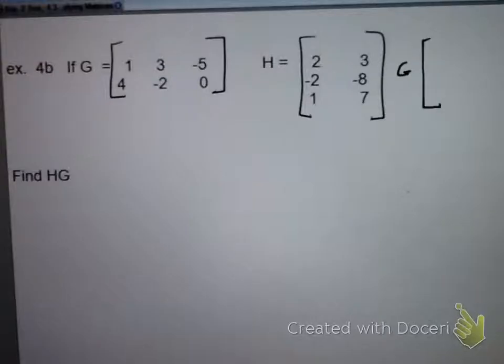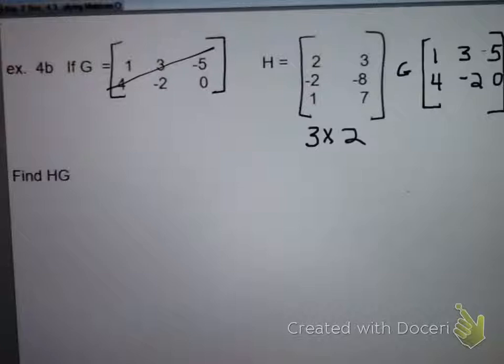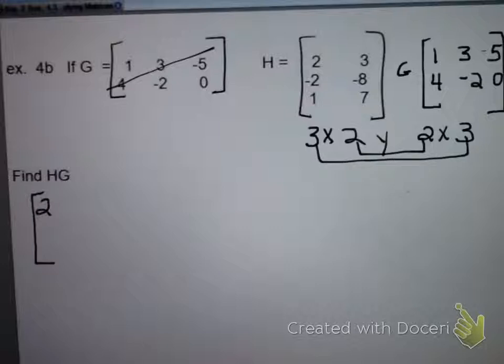Now let's look, example 4a was multiplying G times H. Let's see if you get the same thing when you multiply H times G. I'm going to go ahead and rewrite matrix G to the right of it so it'll be easier to slide across and slide down. First, matrix H is a 3 by 2 and matrix G is a 2 by 3. So yes, we can multiply these together and we will get a 3 by 3 matrix.